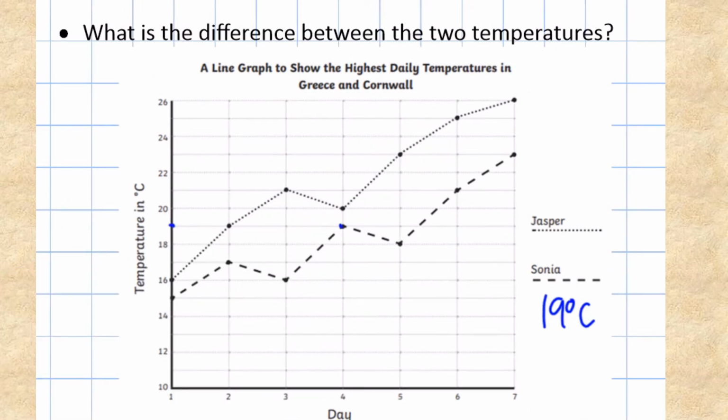Okay, so the difference between the two temperatures, well, we've got Jasper here, who was on 20 degrees, hadn't we? And we've got Sonia, which I'd left on there, which was at 19 degrees. So there was actually only 1 degree difference. Okay.